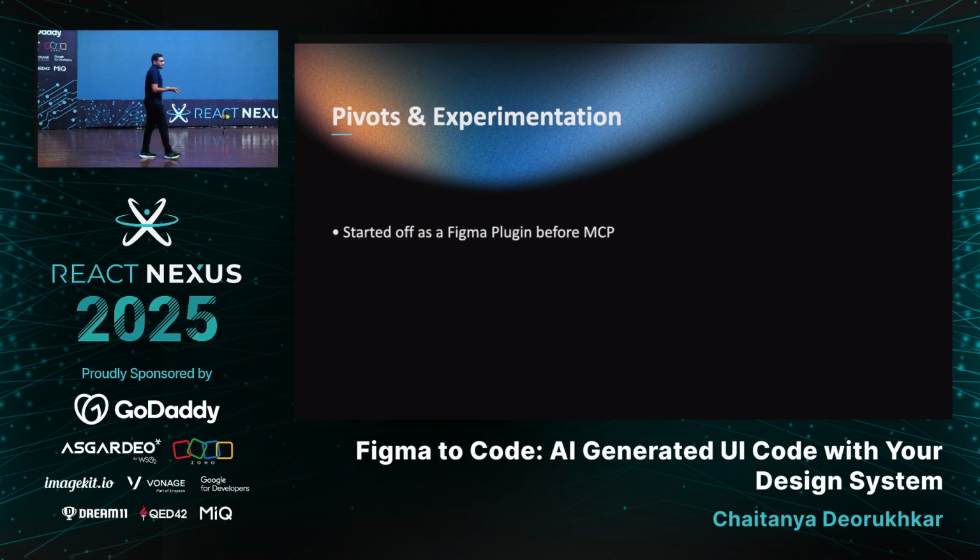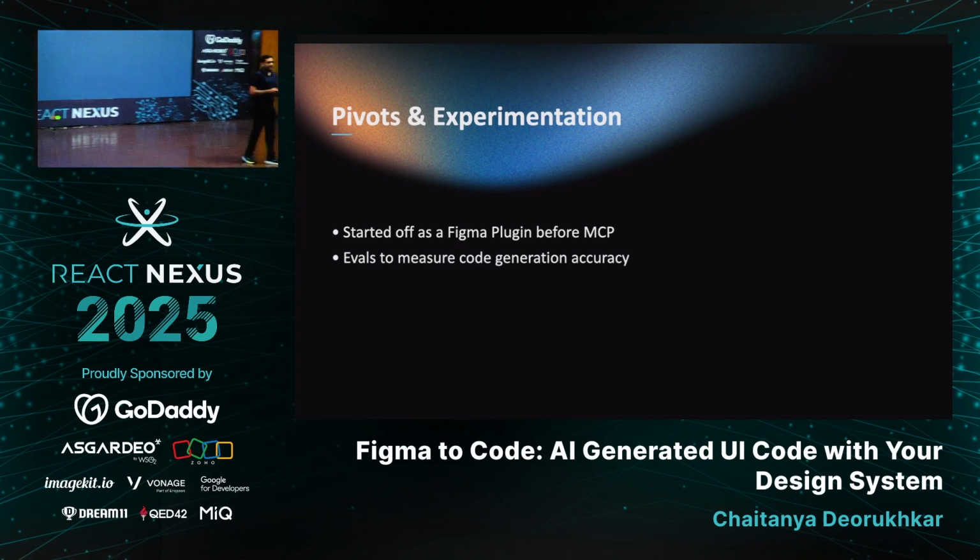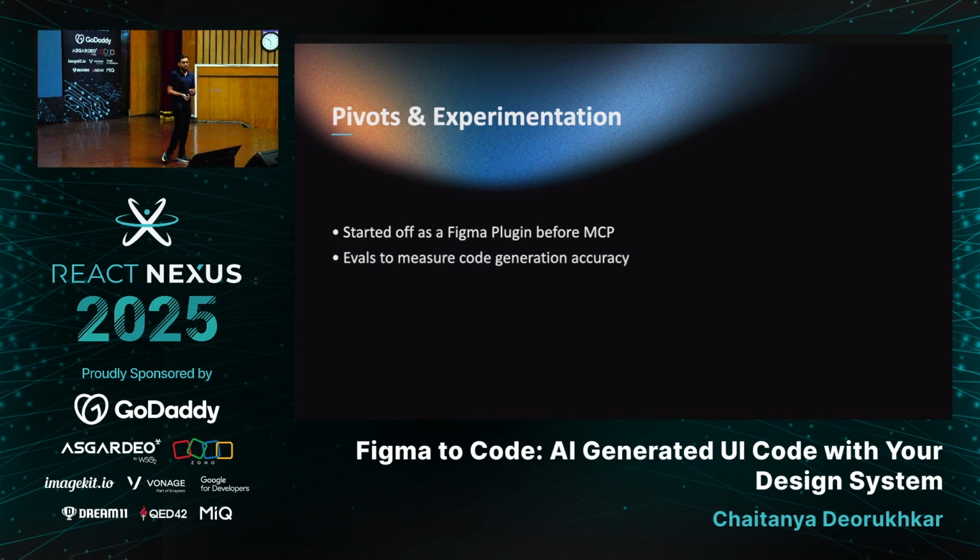The entire journey was definitely full of a lot of pivots and experimentation. We actually started off as a Figma plugin right before MCP became a thing, and we very quickly pivoted to MCP. We put in evals to measure the code generation accuracy. We didn't know the changes that we were making, were they actually having a positive impact on our system or a negative impact on our system. And we didn't know how to talk to our leadership. We didn't know whether it's 60% accuracy or 90% accuracy. So because of these evals, we were able to take meaningful quarter-on-quarter goals so that we can improve our accuracy by X% every quarter.